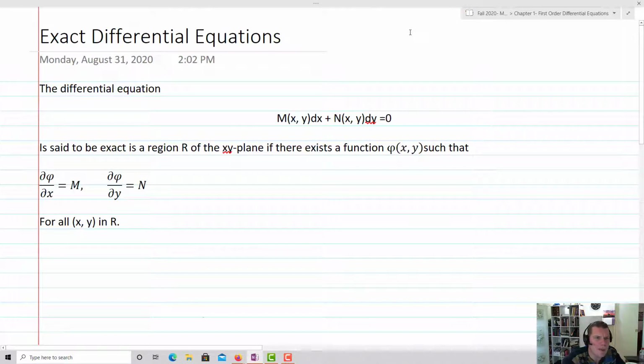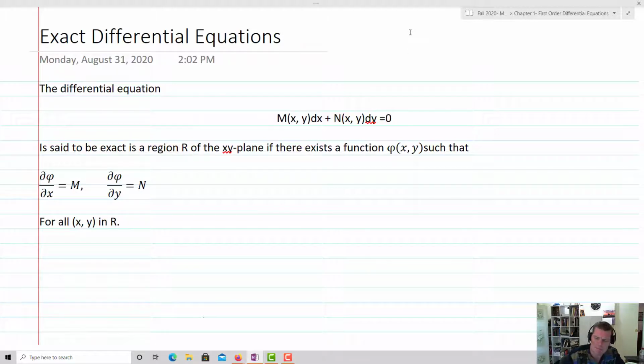All right, so what we're going to look at now is exact differential equations. A differential equation, M(x,y) dx plus N(x,y) dy equals 0, is said to be exact in a region R of the xy plane if there exists a function, call it the potential function, phi(x,y), such that dphi/dx equals M and dphi/dy equals N.